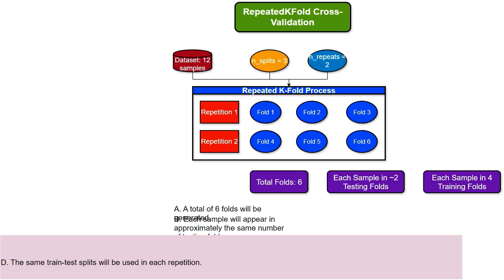I see that statement D claims that Sklearn's RepeatedKFold uses the same training and testing data splits in every repetition. But that's incorrect. The whole point of repeating the K-fold process is to get different splits each time. This gives you a more reliable picture of your model's performance because you're not just relying on one set of possibly unrepresentative splits. Think of it like this: if you only tested your model on one small group of people, you couldn't confidently say how well it works in general.